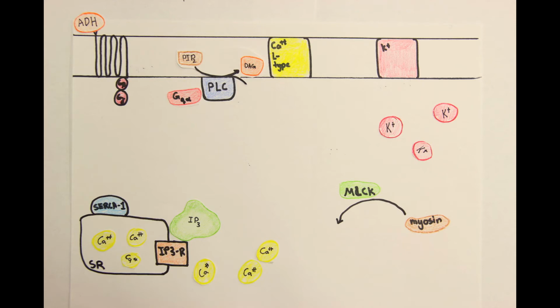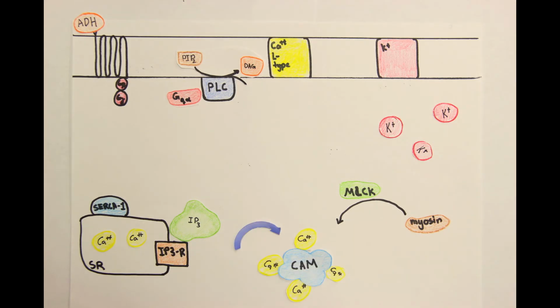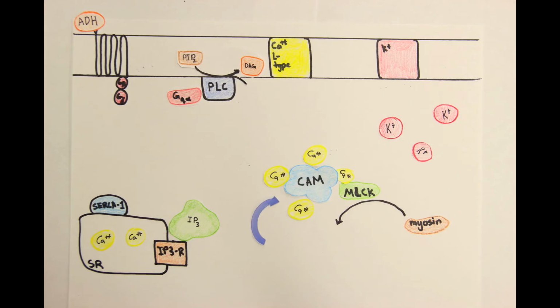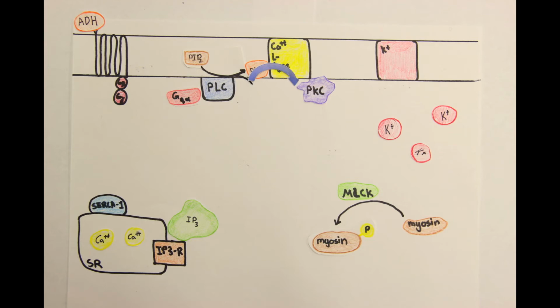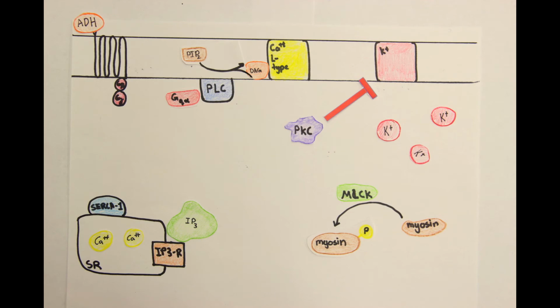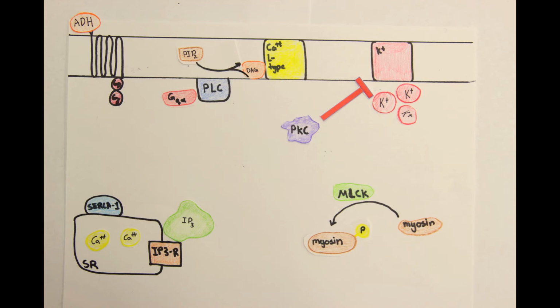Calcium then binds in a 4:1 ratio to CAM. CAM then activates the myosin light chain kinase, or MLCK. MLCK in turn then phosphorylates myosin. This induces contraction. Throughout this, DAG activates protein kinase C. PKC enhances calcium transport via voltage-gated L channels and phosphorylates potassium channels, which inhibits release of potassium. These effects work together to inhibit repolarization, enhancing contraction.